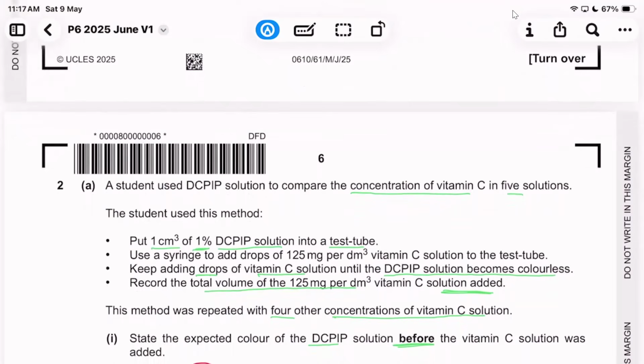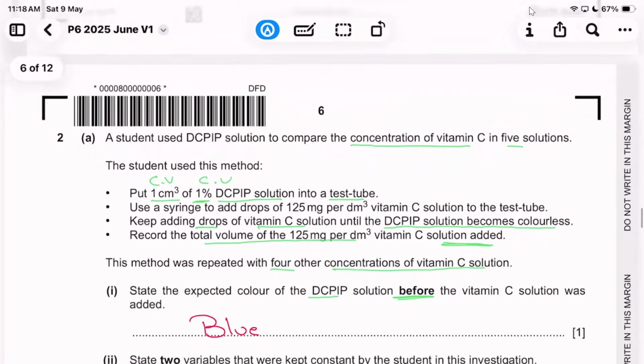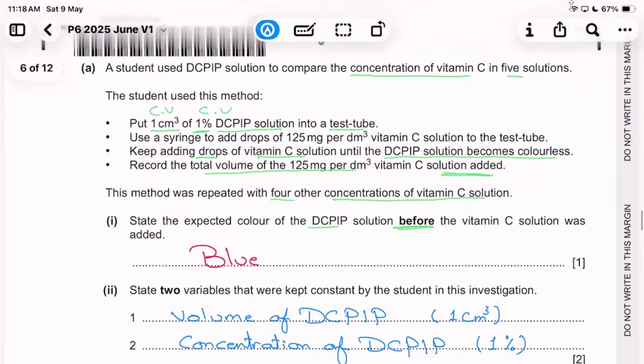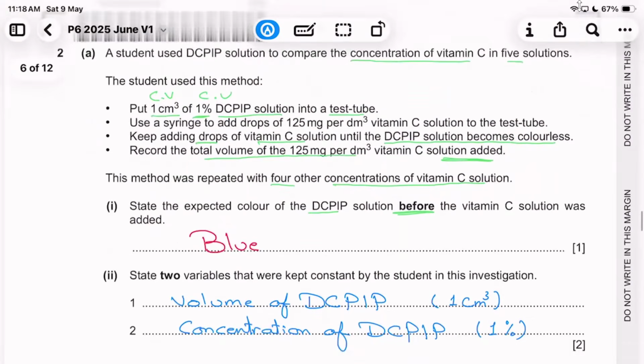So if we make an analysis for this investigation, when we put 1 cubic centimeter of 1% DCP-IP solution, this is a controlled variable. With a 1%, this means that this is the concentration of DCP-IP, which is a controlled variable. So when they ask about the variables that were kept constant, we have the volume of DCP-IP, which is 1 cubic centimeter, and the concentration of DCP-IP, which is 1%.